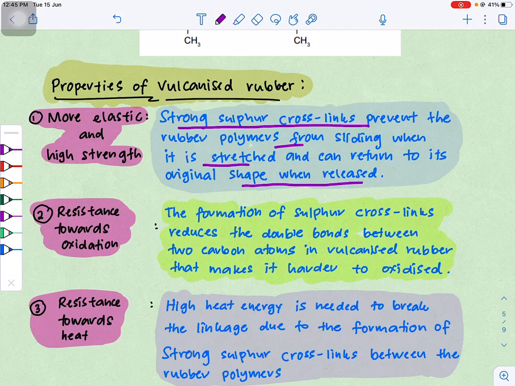Resistant towards oxidation. Okay, how this happen? But when we have the formation of sulfur crosslink, okay, we're going to reduce the presence of double bond between the carbon atoms. So, meaning that it is harder to oxidize. Sebab oxidation berlaku pada bahagian double bond. Lagi sikit double bond, lagi kuranglah oxidation berlaku.